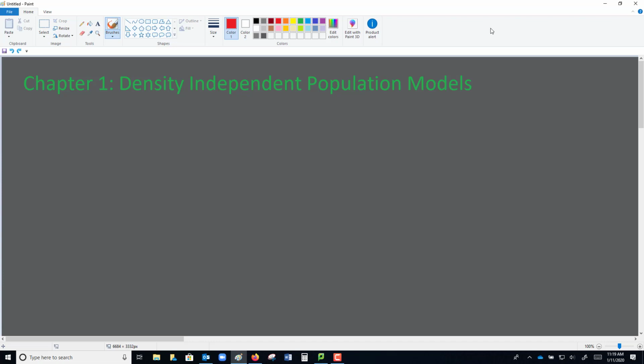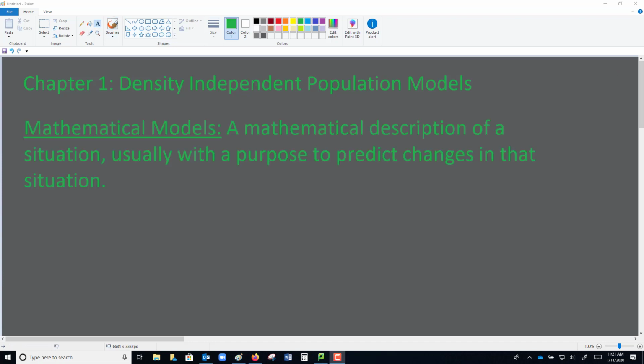So let's begin with some definitions. We start with mathematical models, which is a large base of this course. The whole point is models for life. A description that they give in the book is basically that it's a mathematical description of a situation. We really do use these models to predict change or look at the future of what that situation might hold, or maybe even use it to look at the past of that situation.